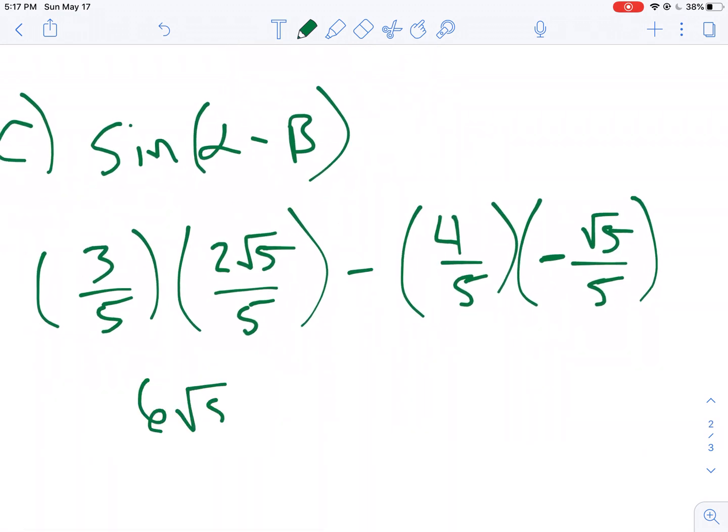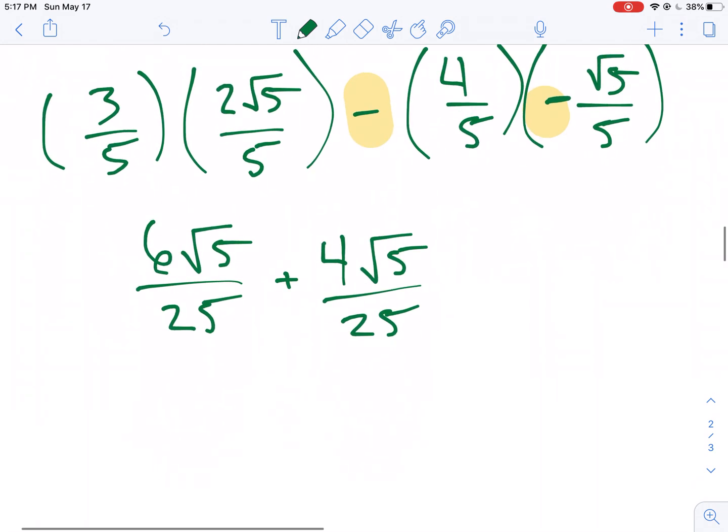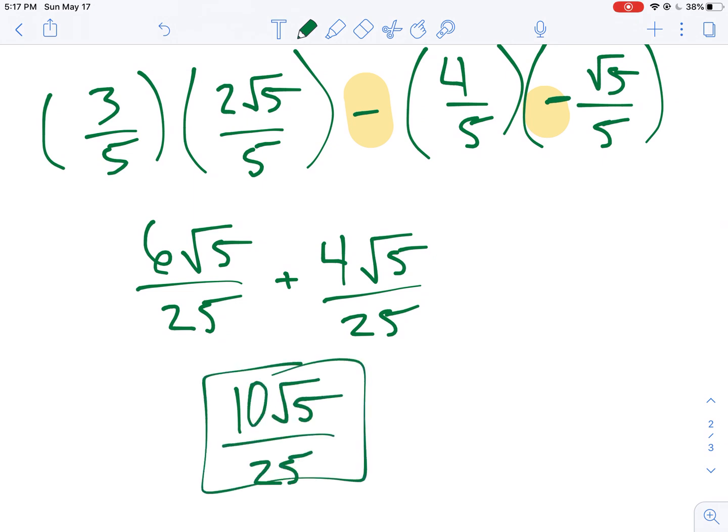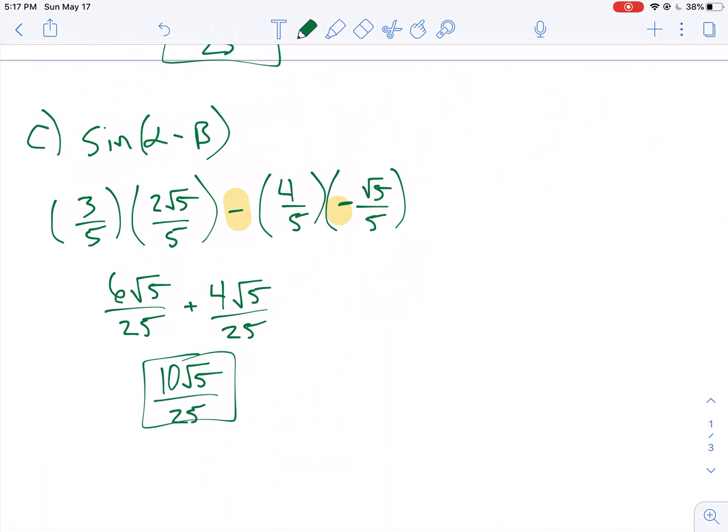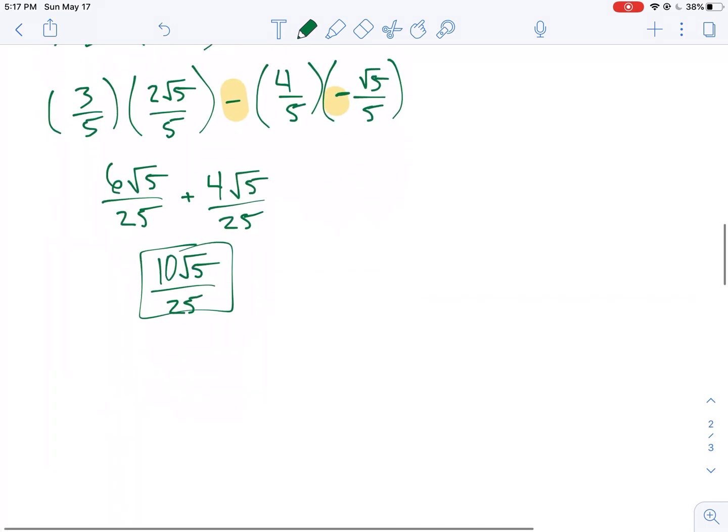6 times the square root of 5 over 25. And this becomes addition because I've got this negative negative. So that becomes plus 4 times the square root of 5 over 25, which is 10 times the square root of 5 over 25. And there we go. That's the sine of alpha minus beta. I just have to know what is my sine of alpha, what is my sine of beta, and plug and chug. And then we've got our tangent.